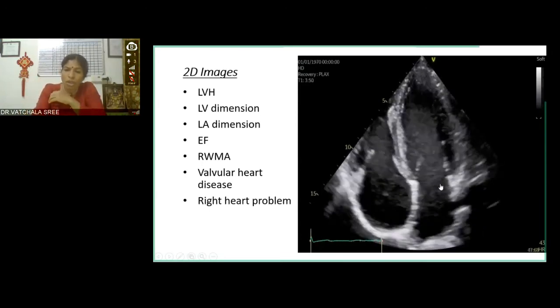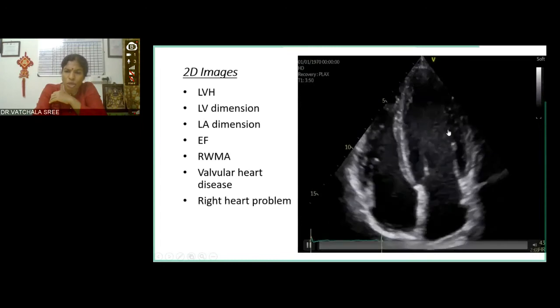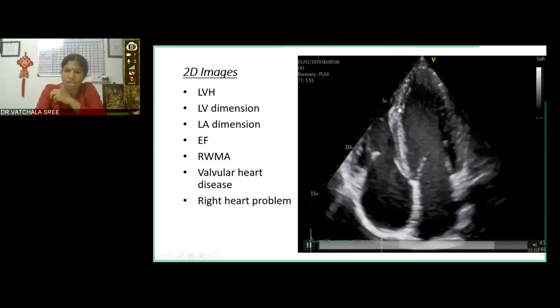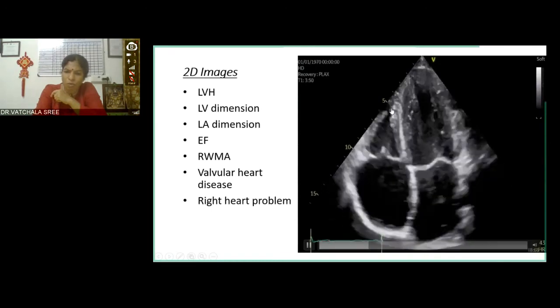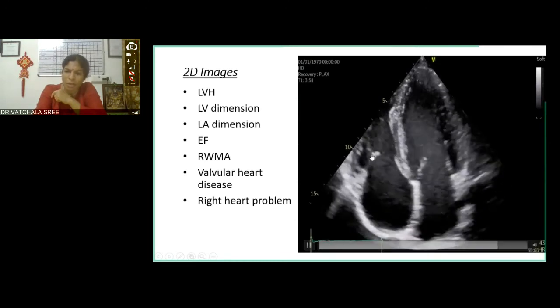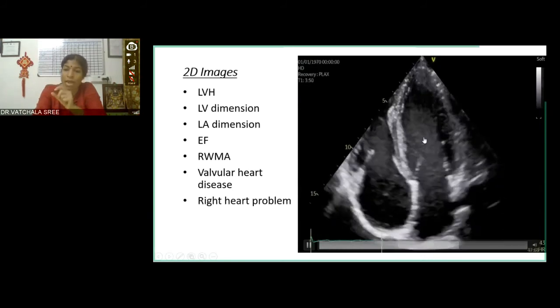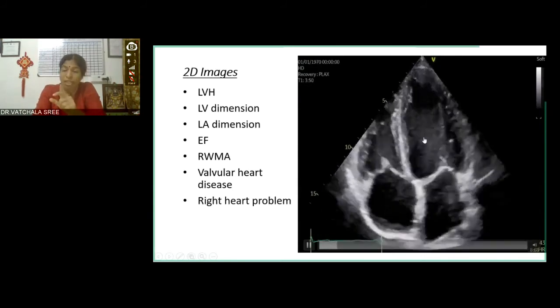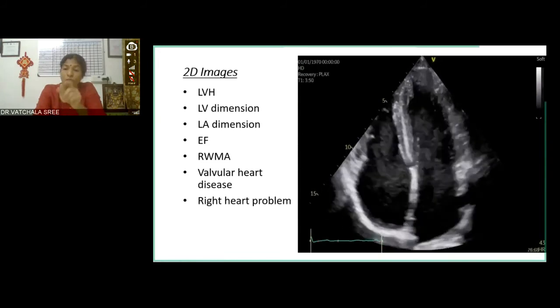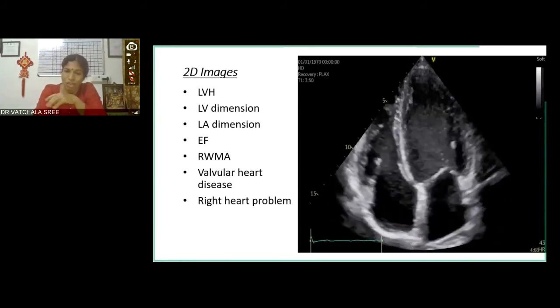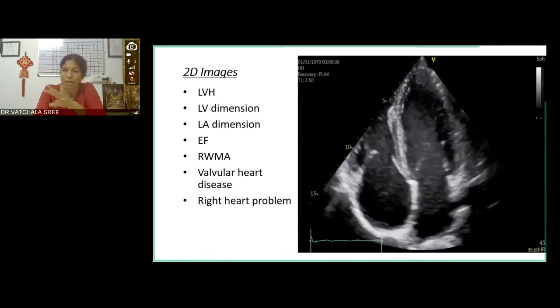A good 2D image is going to tell you about the ejection fraction, left ventricular hypertrophy, the opening of the mitral valve, the tricuspid, aortic, and any right heart problem. So a proper assessment of the 2D image is very, very important for the diastolic assessment. Is there any regional wall motion abnormality? Those things we can assess.